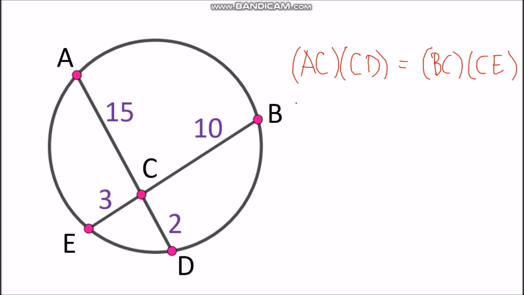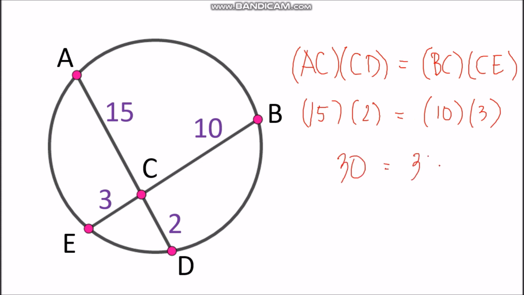So, to check if this is true, let's substitute the values. So, this is 15 times 2 equal to BC is 10 times CE, which is 3. Now, 15 times 2 is 30, and 10 times 3 is 30. So again, whenever the chords intersect at an interior point, then the product of the lengths of the segments of one chord will be equal to the product of the segments of the other chord.